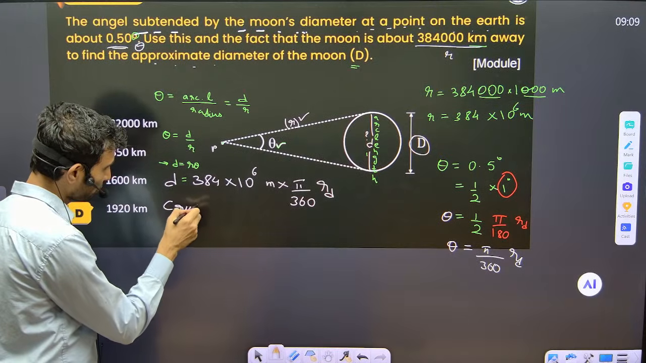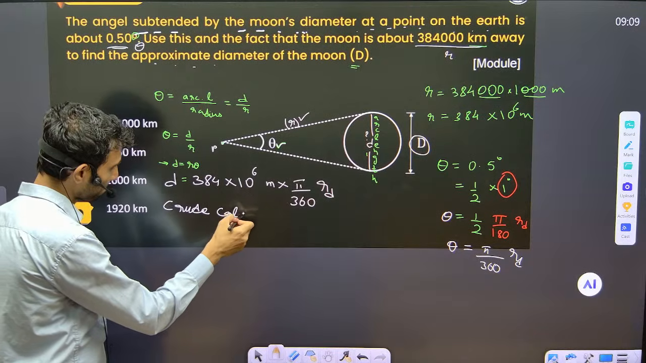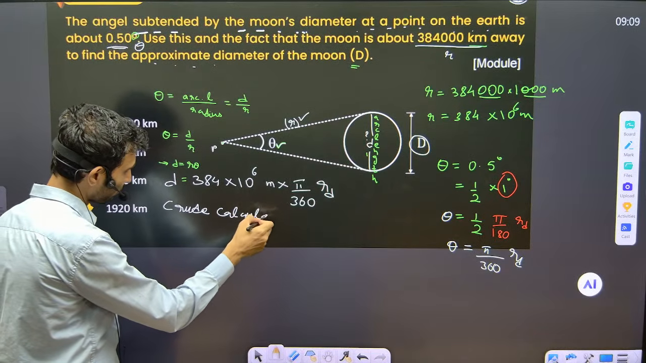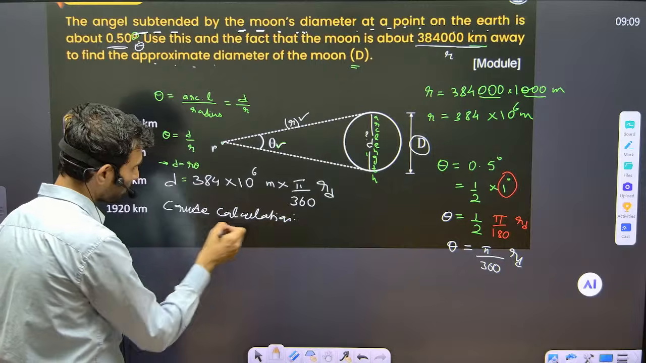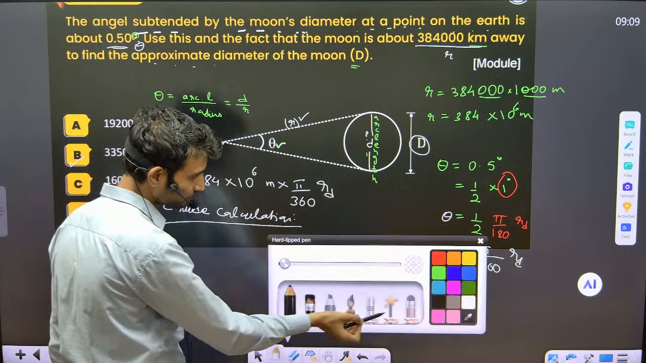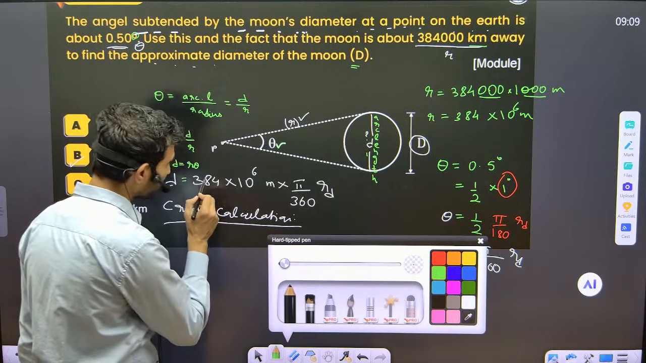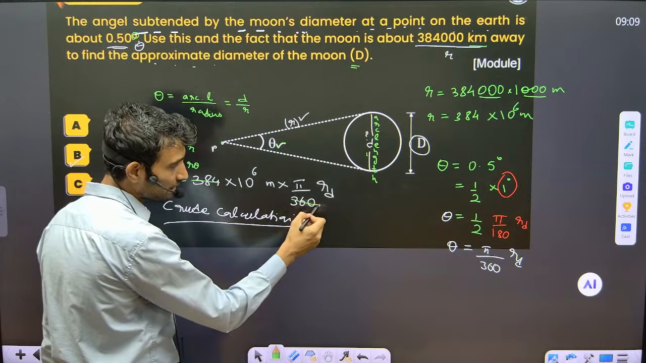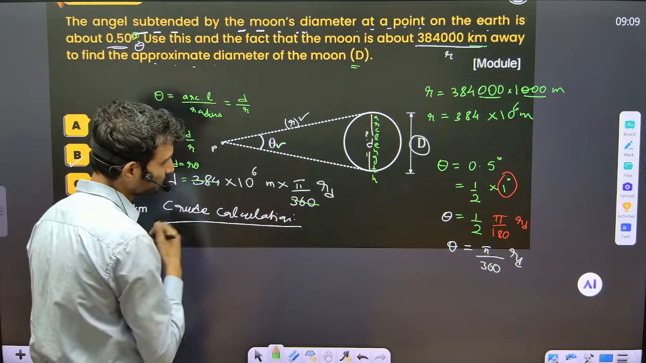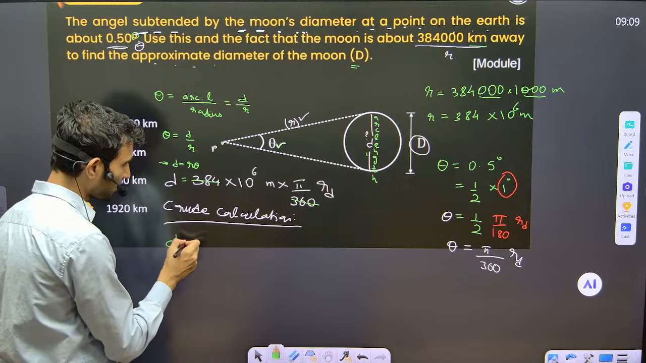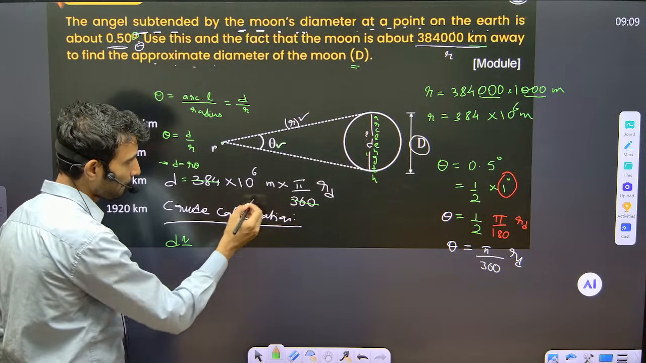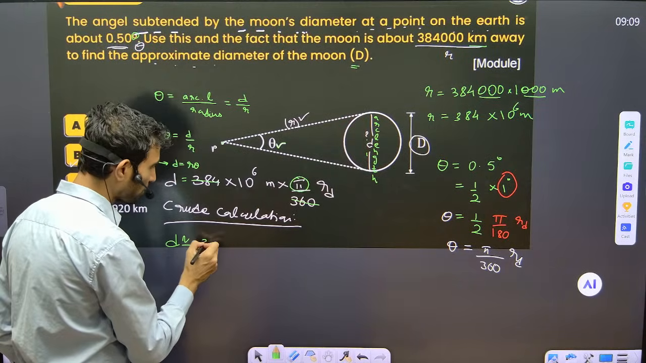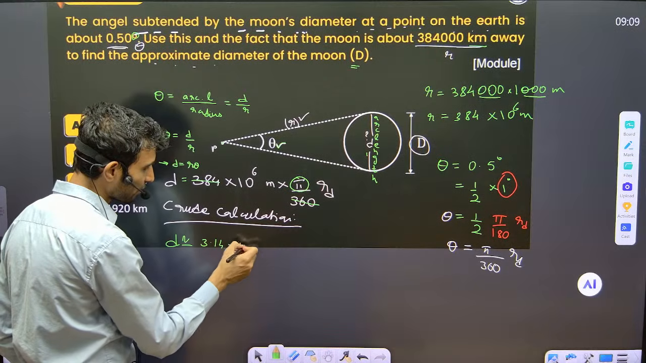So I write down here crude calculation. Let me show you crude calculation. See, 384 is almost as good as 360, very close. You can cancel them. So what is left? D is almost coming out to be how much? Pi is there, guys. Pi is what? 3.14 into 10 raised to the power 6.